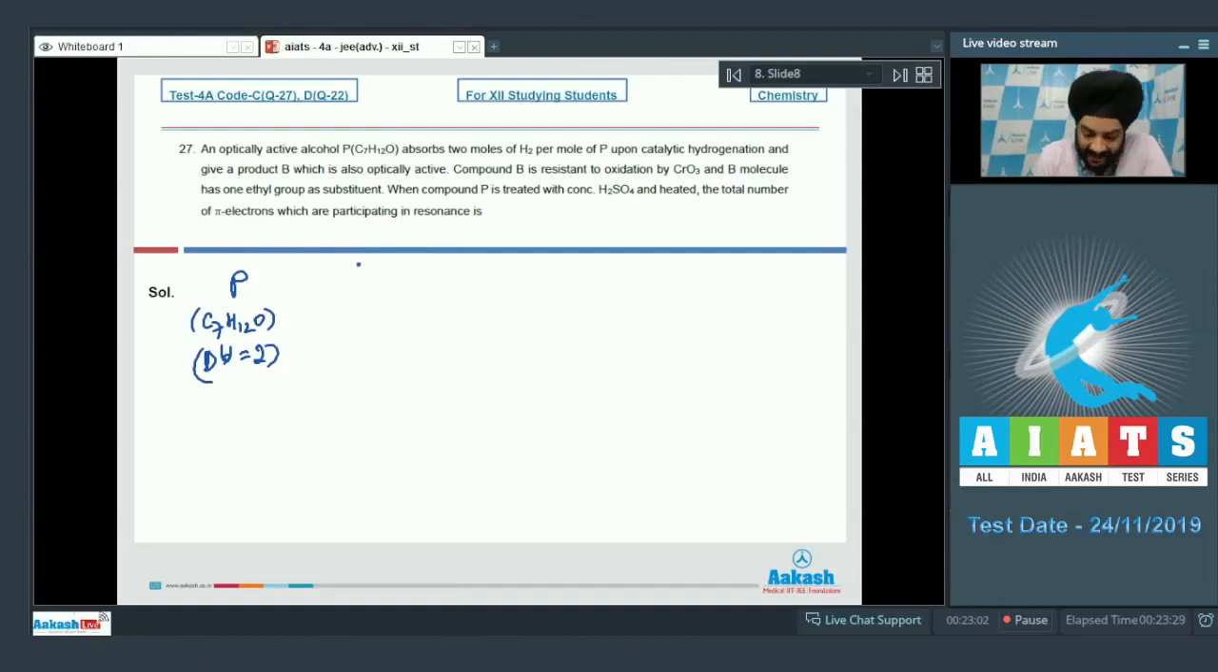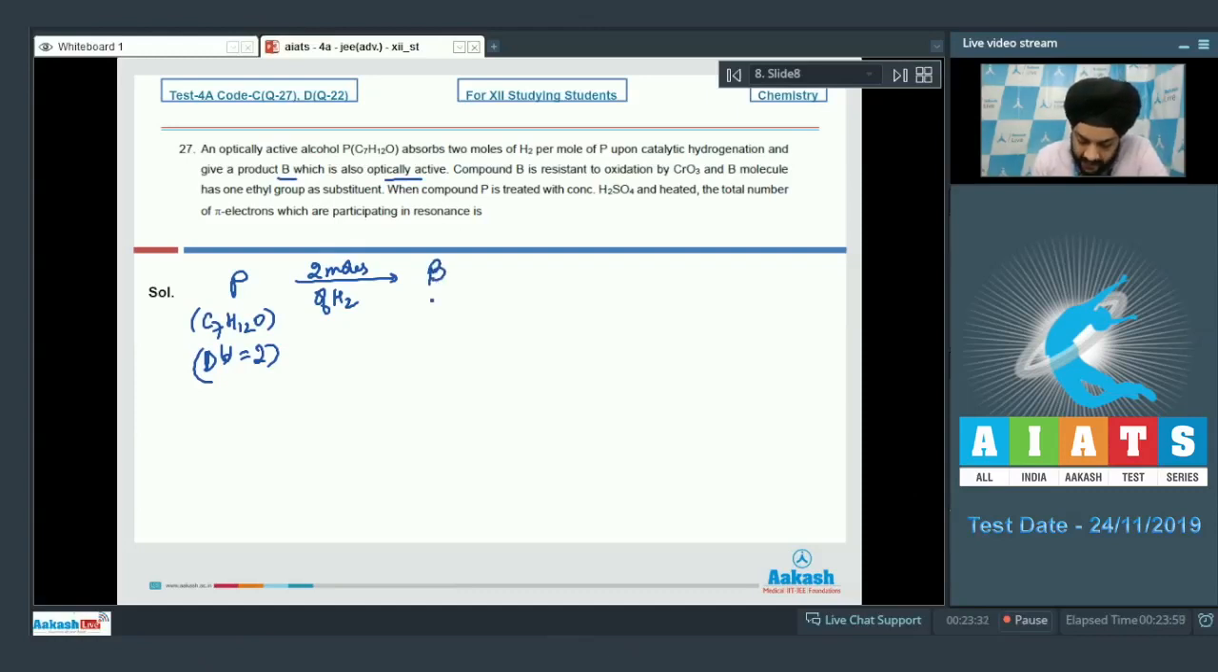So it is mentioned to us that it reacts with 2 moles of H2. So there is no cyclic ring present in this structure. Okay. So it is further mentioned to us that P on reaction with 2 moles of H2 forms the compound B, which is also optically active.